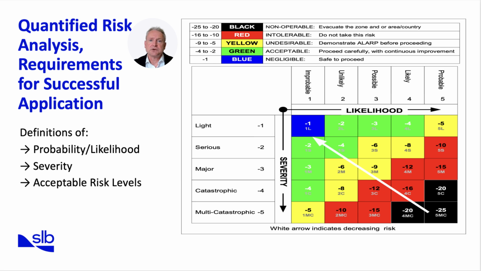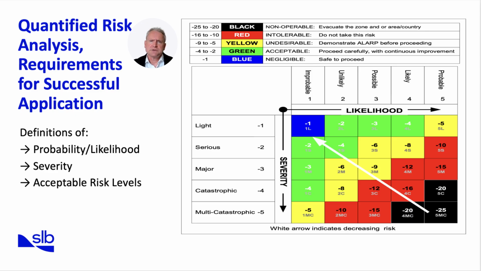This slide introduces a quantitative risk matrix. Along the vertical axis, we see severity ranging from light incidents to catastrophic and multi-catastrophic outcomes. Along the horizontal axis, we see likelihood, from improbable events to those considered probable. Each cell of the matrix represents a different combination of severity and likelihood, resulting in a defined risk level.